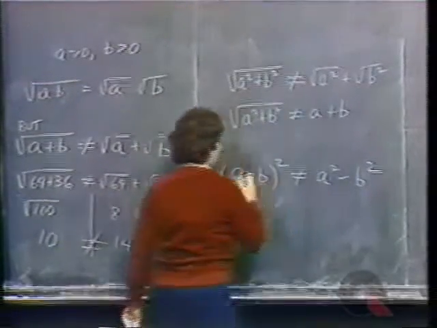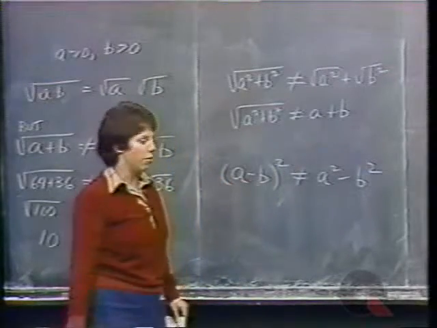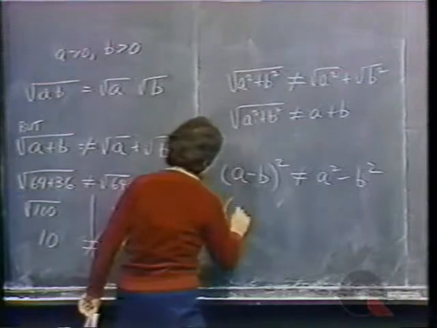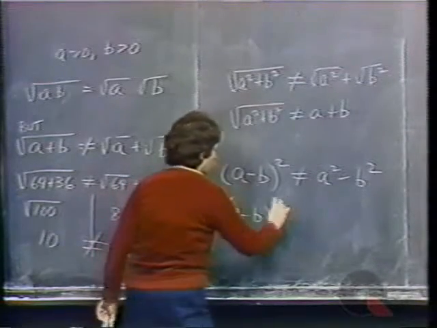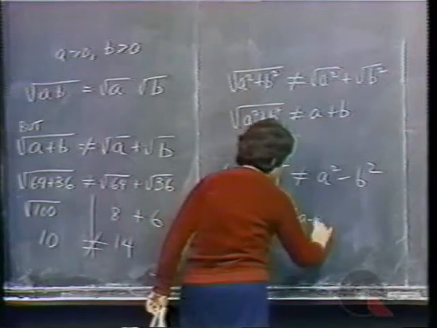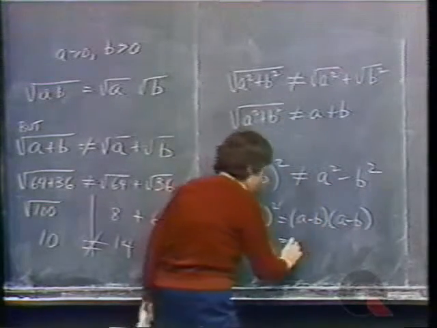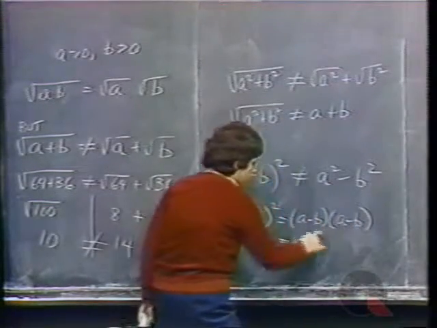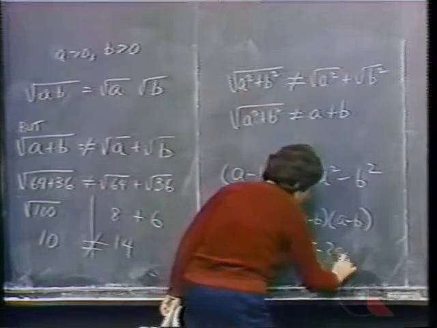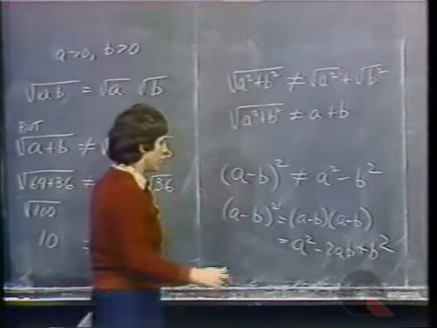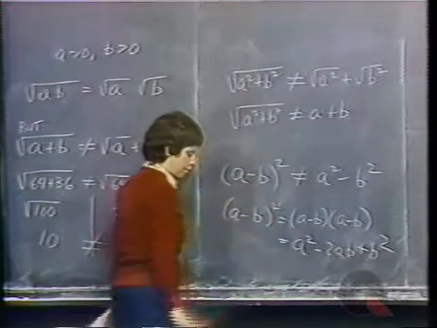You are not allowed to, say, distribute the power through the terms. We all know that A minus B squared, which is A minus B times A minus B, is equal, by FOIL, to A squared minus AB minus AB plus B squared. So it is incorrect to distribute the power through.